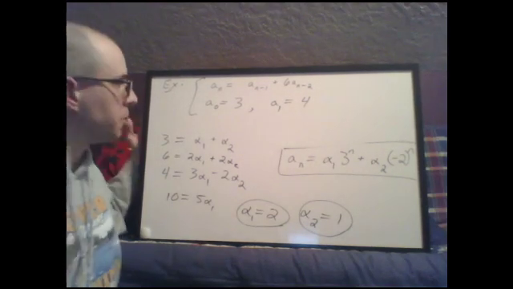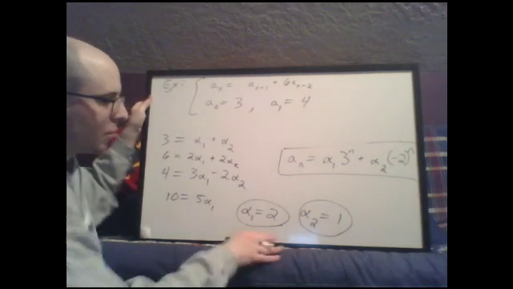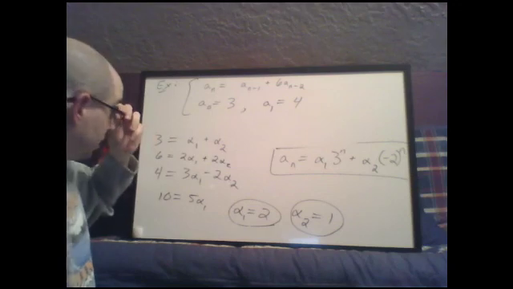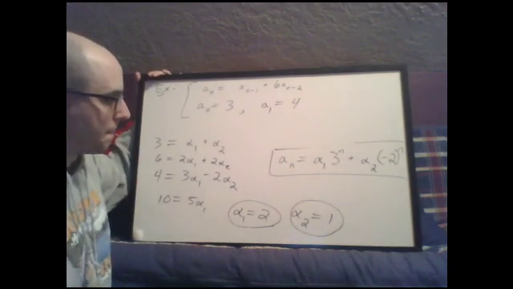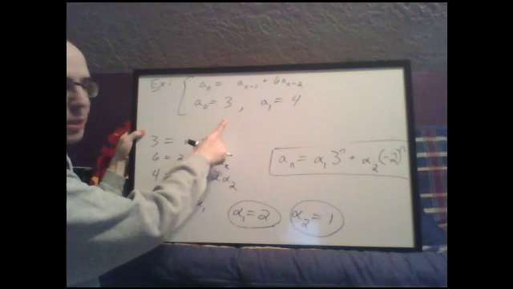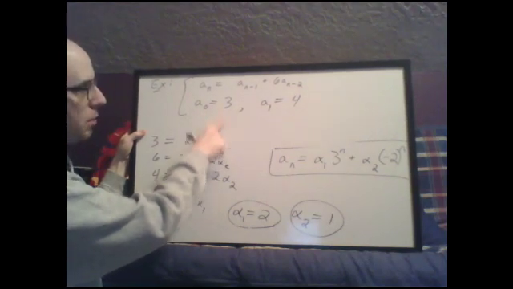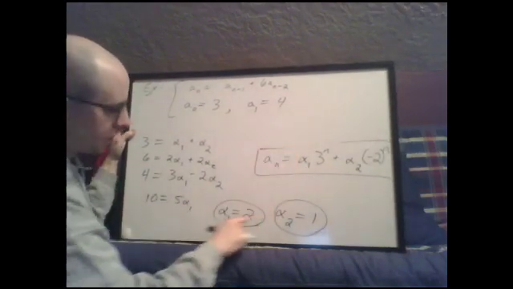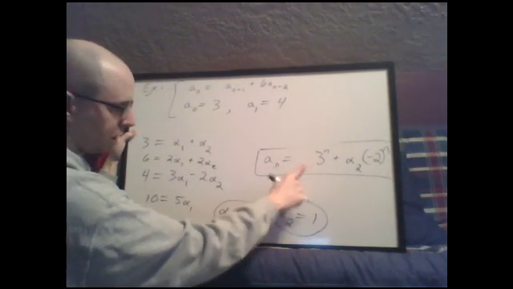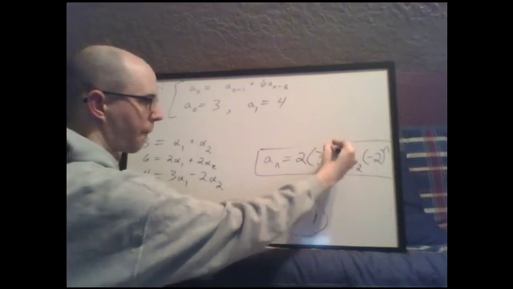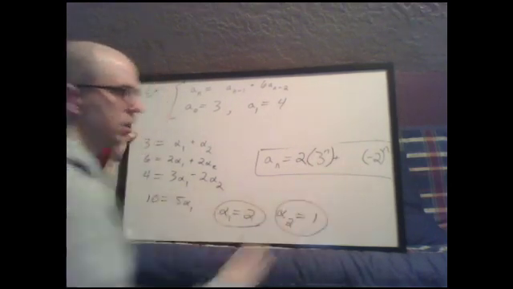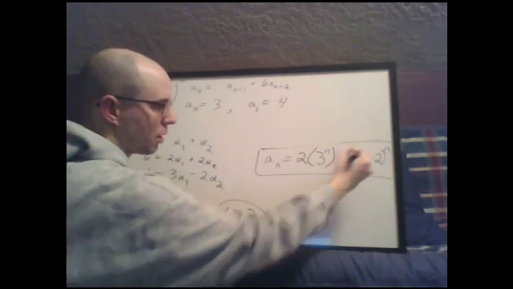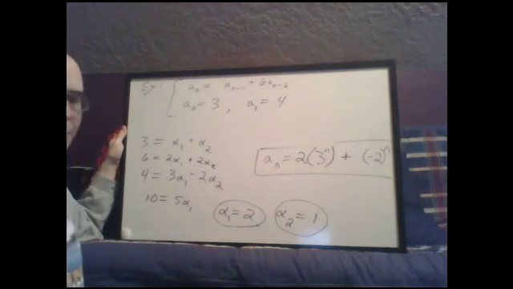So it turned out pretty simple in this case. That was just luck, though. In general, you're going to get fractions of some kind. But that means my particular solution to this recurrence relation with these initial conditions would be basically just plug in alpha 1 equals 2, alpha 2 equals 1. So this specific sequence is the solution to this problem.